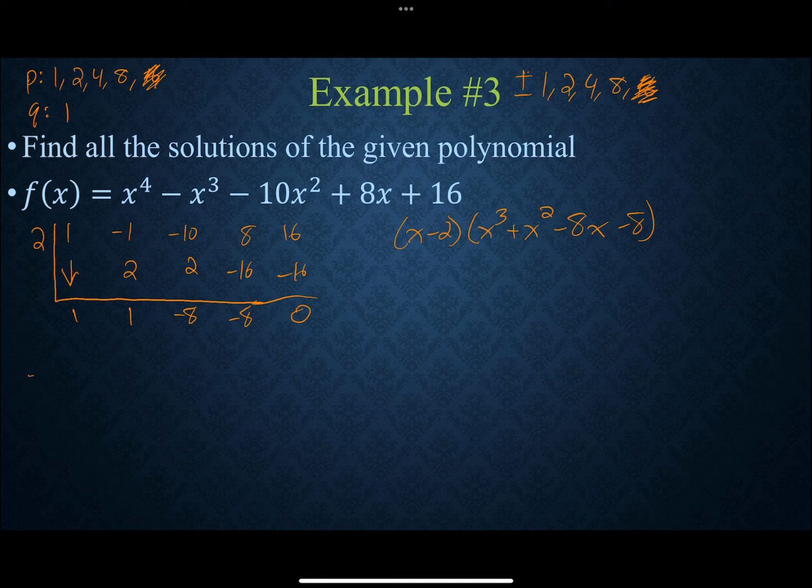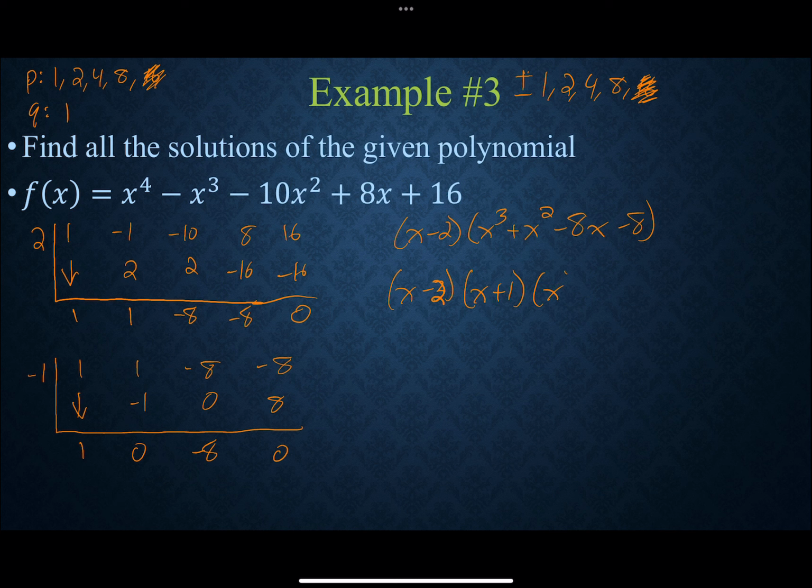Our next answer that works is a -1. So we have 1, 1, -8, and -8. Use the new numbers, not the original, otherwise we'll never get to a quadratic. And we get 1, -1, 0, 0, -8, 8, and 0. So this cubic further factors as the x minus 2 still, then x plus 1, and then x squared minus 8.